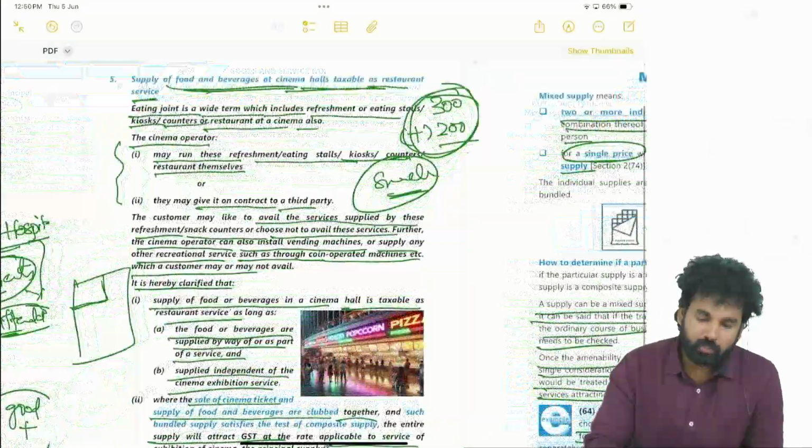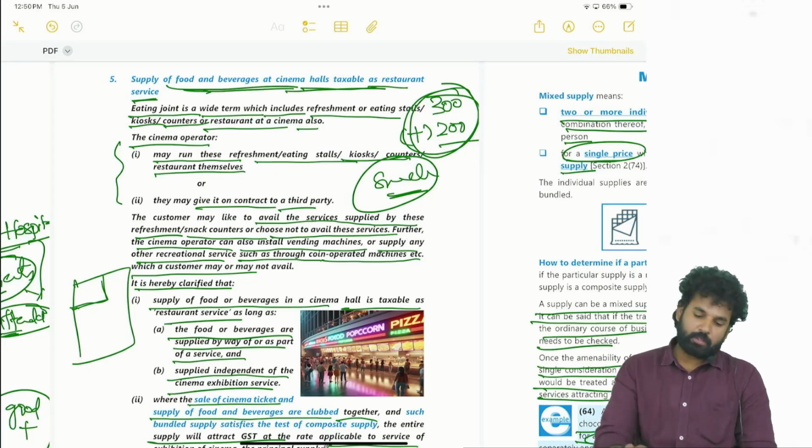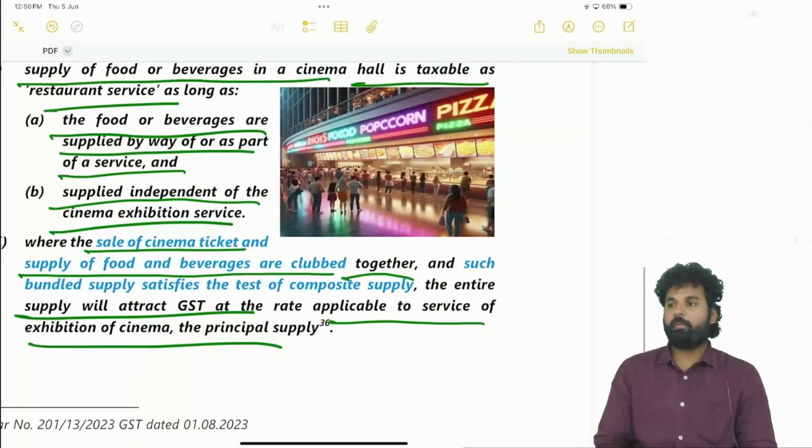Next, food and beverage provided at cinema halls. When it is provided separately, and the option is given to the customer, the person who is going to the cinema, in such cases it is a supply of food and beverage. It will be treated separately, that is restaurant service. At the same time, if it is included in the ticket price only, then it is a composite supply. That is, exhibition of movie will be the main supply or the principal supply. The same rate will be applicable.